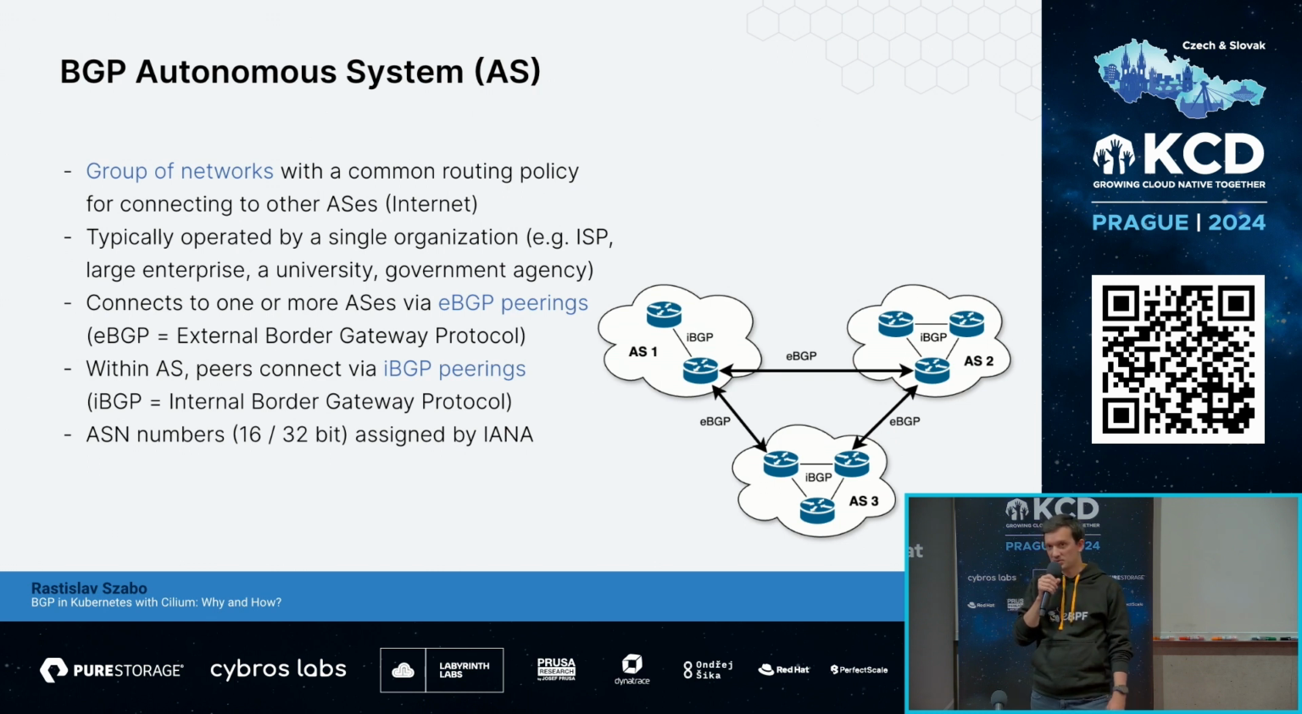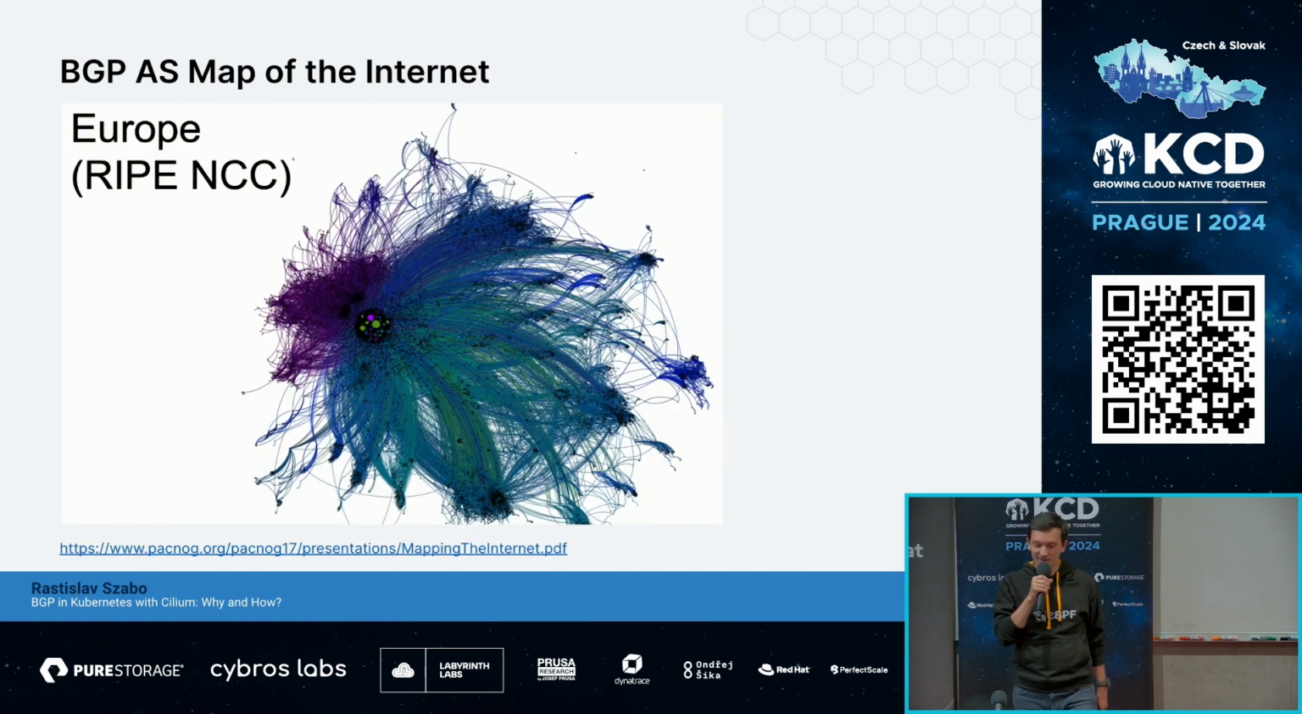And between the autonomous systems, we have something that we call eBGP peerings, external BGP peerings, through which the autonomous systems exchange the routes between themselves. And internally within autonomous systems, there can be iBGP or internal BGP peerings through which the routers within the AS can learn about the routes between themselves. And this is basically the way we form the internet. The only difference is that we have many more autonomous systems than these 3 that you can see on the picture. And how many of them do we have on the internet?